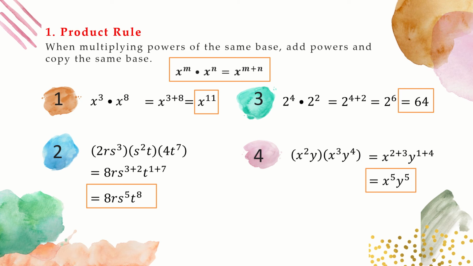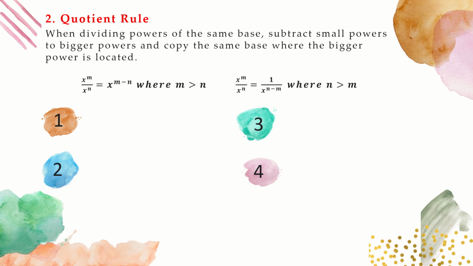Okay, gets. Nasabtan ra ang first rule or law of exponent. The second law of exponent is quotient rule. So more or less parehan na siya sa itong example, no? When dividing powers of the same base, subtract small powers to bigger powers and copy the same base where the bigger power is located. Okay, we have here two illustrations.